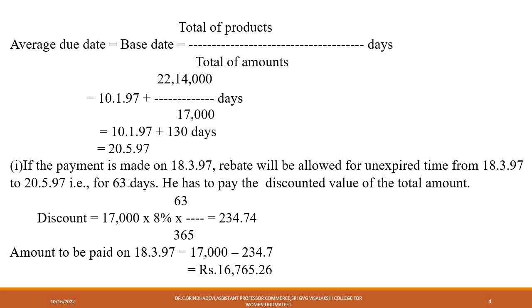These 63 days are taken from 18th March to 20th May 97, because 18th March is the payment date and the average due date is 20th May. So from 18th March to 20th May, there are 63 days. For these 63 days, we calculate and find the amount, which is 234.74. This has to be deducted from the total amount. So 17,000 minus 234.74. So the actual amount to be paid on 18th March is 16,765.26.